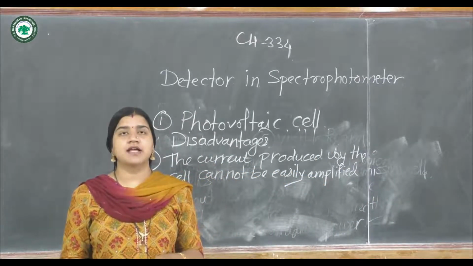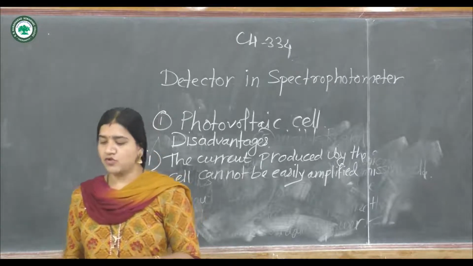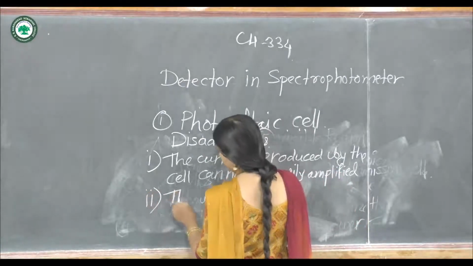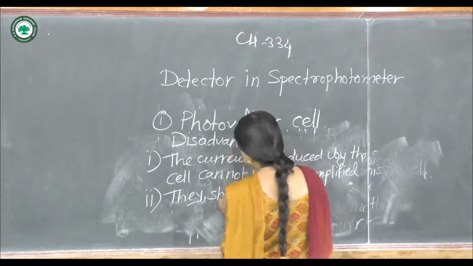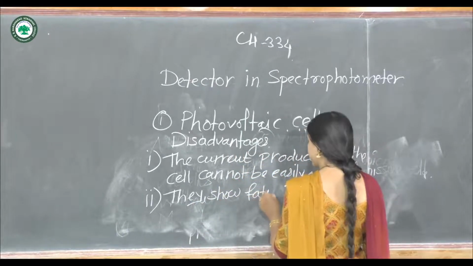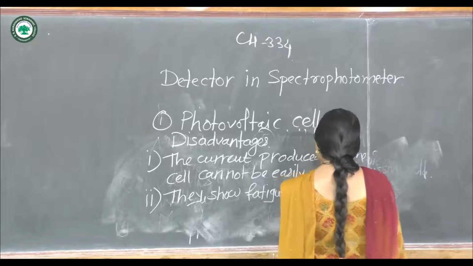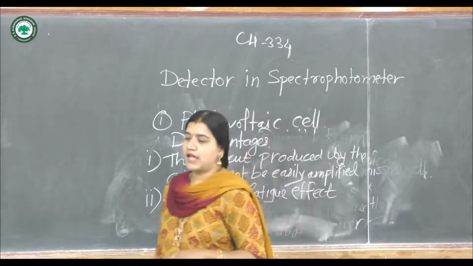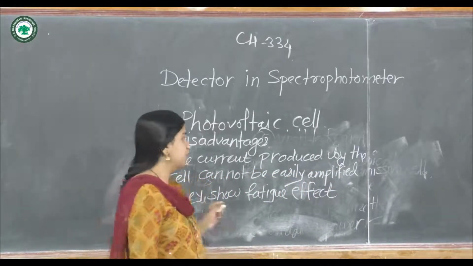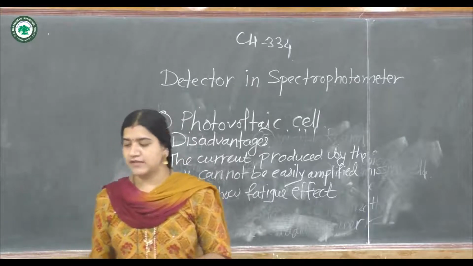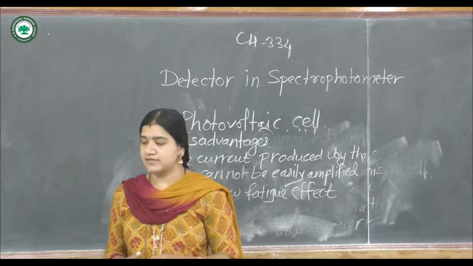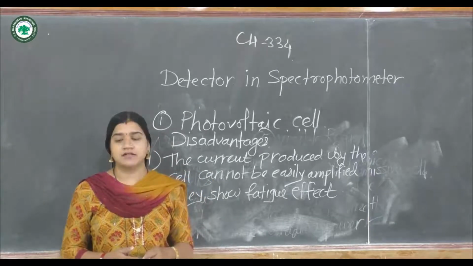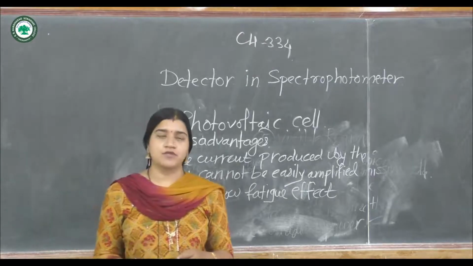The second disadvantage is that the photovoltaic cells show the fatigue effect. Due to the above characteristics and disadvantages, these cells are now replaced by other detectors in sophisticated spectrophotometers.